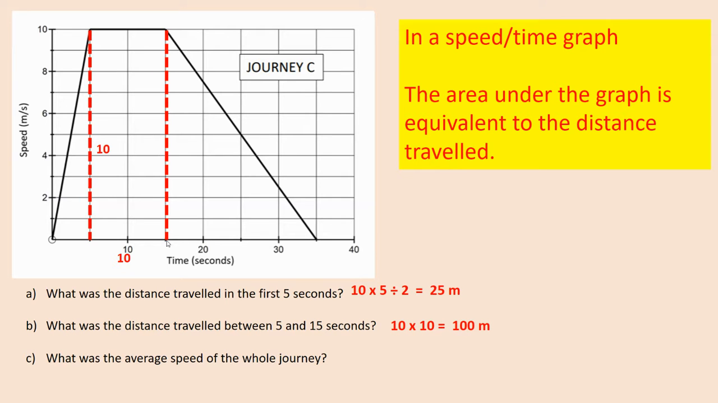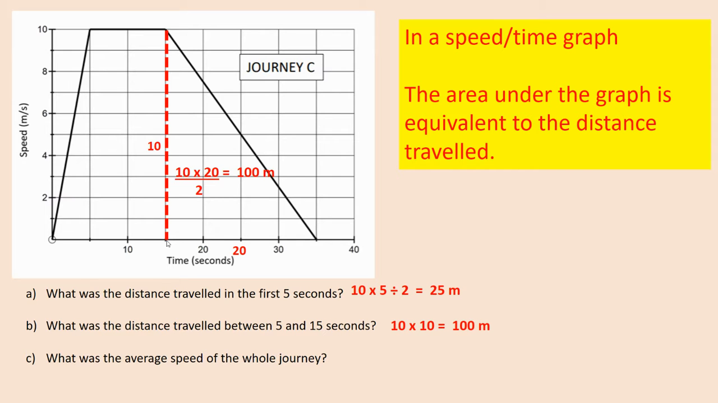Part C then wants me to work out what's the average speed of the whole journey. So to be able to work out the average speed, I need to work out what the total distance travelled was. And to do that, I need the third part of the graph. So I'm going to look at the last part, which again is a triangle with a base of 20, because it's going from 15 to 35 in seconds, and a height of 10. Therefore, the distance I will have travelled at that point would be 10 times 20 and then half it to give me 100 metres.